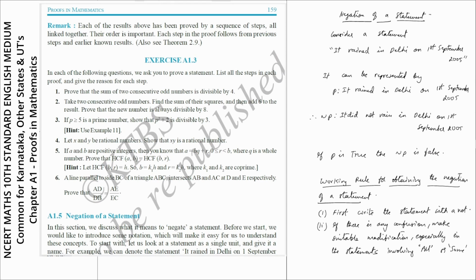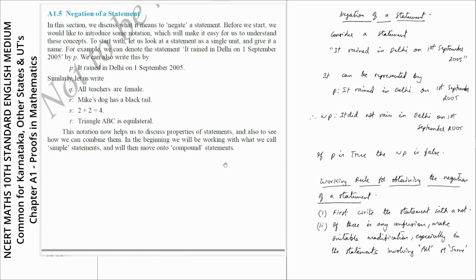The next topic in this chapter is negation of a statement. Now consider one statement: it rained in Delhi on 1st September 2005. This statement can be represented by a letter P and a colon, like this: P colon, it rained in Delhi on 1st September 2005.